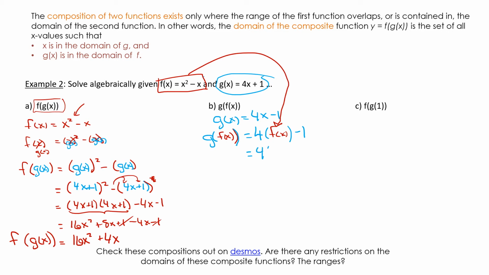And I'll have 4 times f at x is x squared minus x minus 1. Distributing in, 4x squared minus 4x minus 4, plus 1, sorry. So that is our function g at f at x.